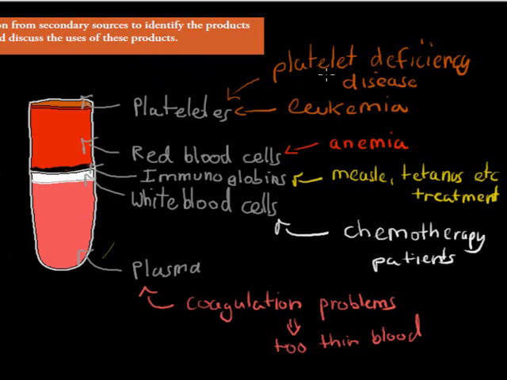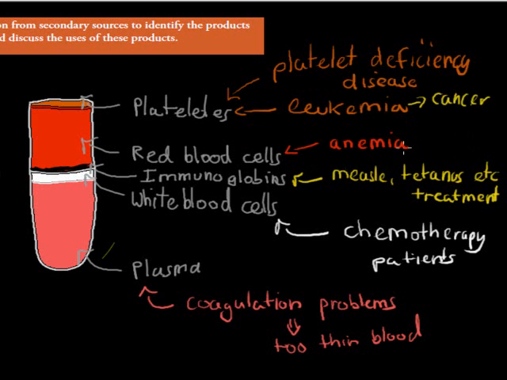Platelets, they're used for platelet deficiency disease. That's when people don't have enough platelets for whatever reason. And leukemia. Leukemia is a form of cancer, most common in children. And in leukemia, people will have low platelet counts. So by injecting only platelets, we make sure that their platelet numbers have increased.